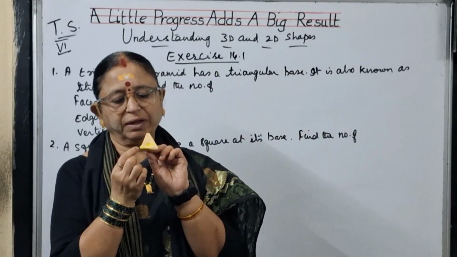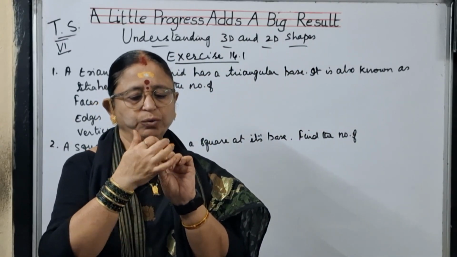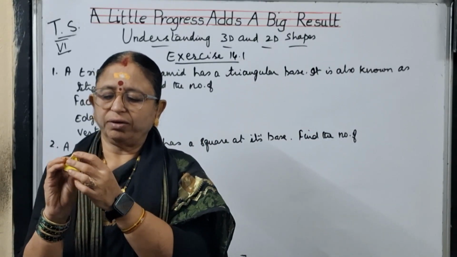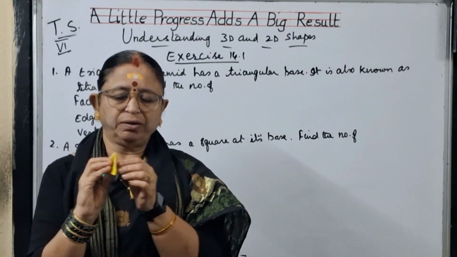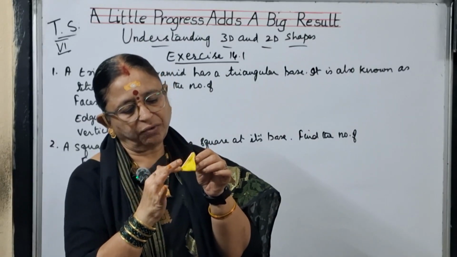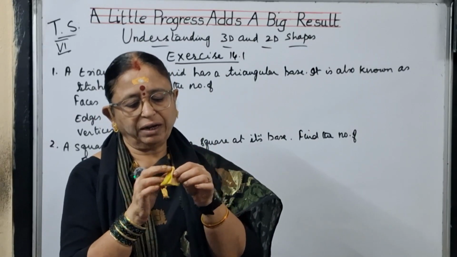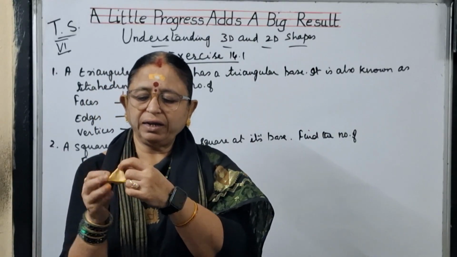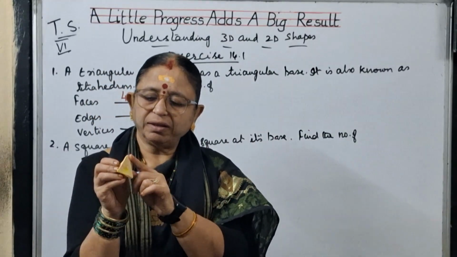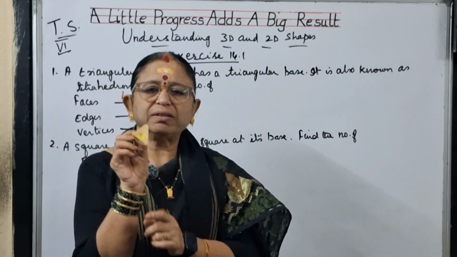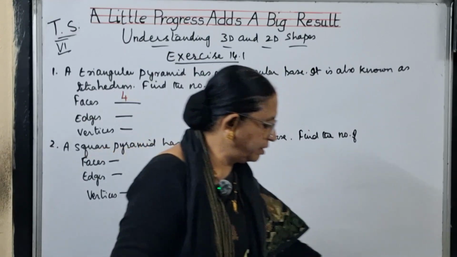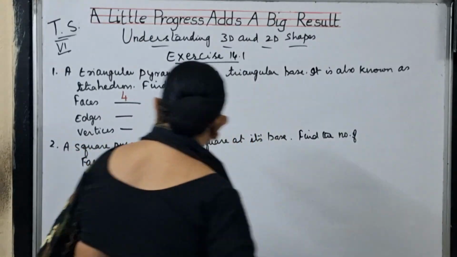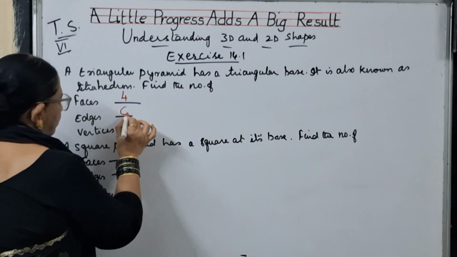And how many edges is it having? Edges means this side. This is 1, 2, 3, 4, 5 and 6. Totally 6. See, for this triangle 1, 2, 3. And this already we have measured. So 4, 5. And here already we have measured this and this. This we have to measure. Total 6 edges it is having. So it is having 6 edges.